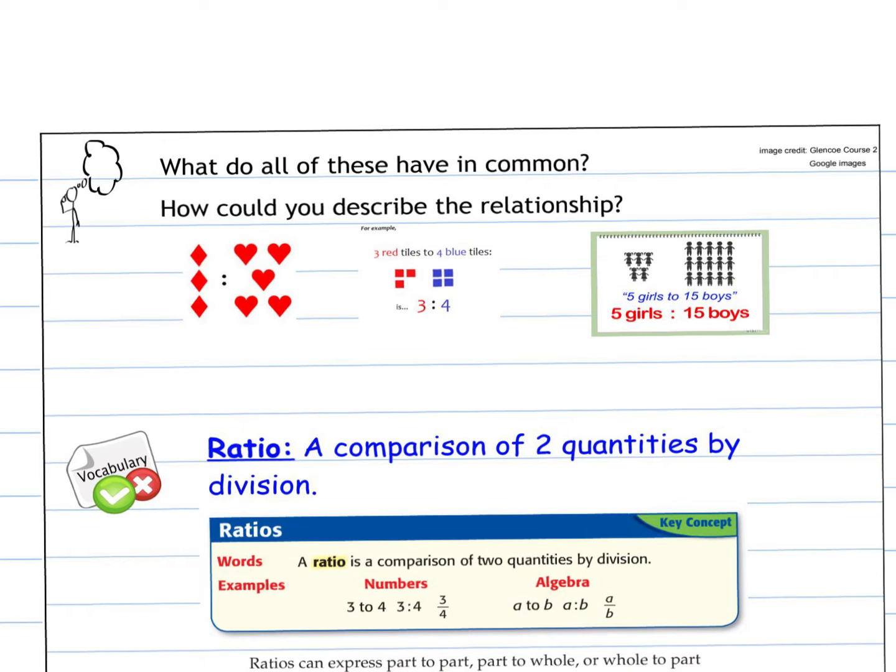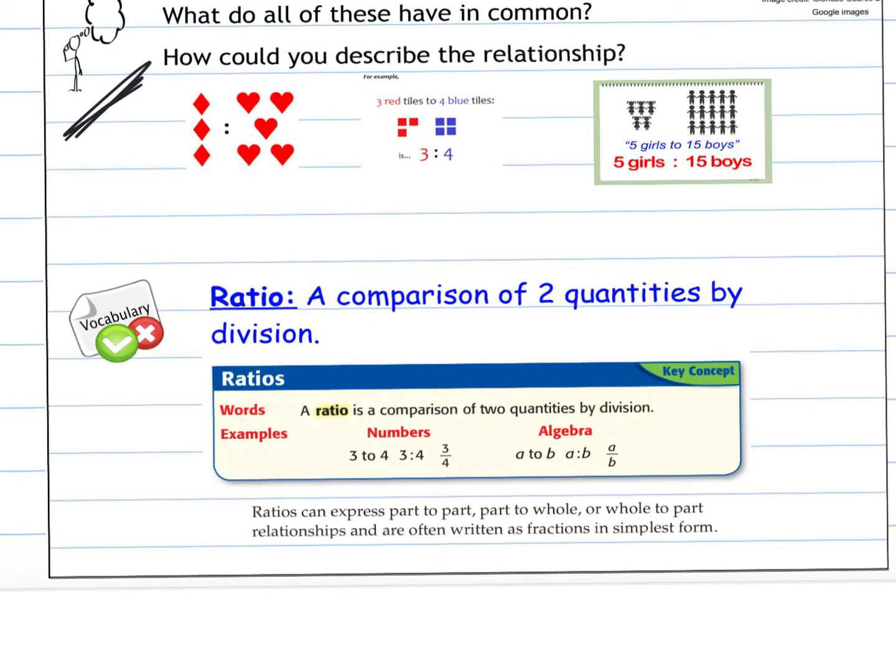A stop and think moment for us, which we love to do. Think about the images below here. What do all of these have in common? How could you describe the relationship between all three of these or individually? Here I notice we have 3 diamonds, 5 hearts. We have 3 red tiles to 4 blue tiles. 5 girls compared to 15 boys. And that's written 2 different ways there. So think about what do you notice they have in common and how could we describe this relationship?